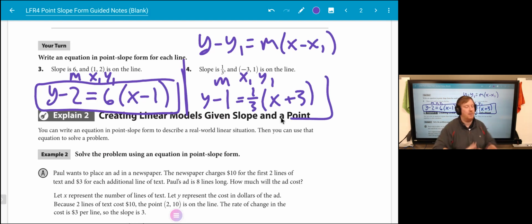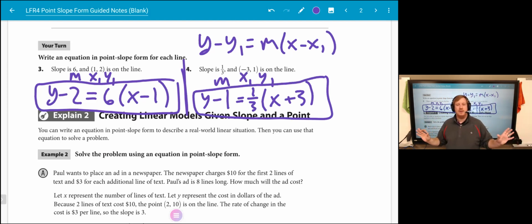Don't do any more. Just don't. That's it. That is point slope form. That is an acceptable way to write an equation of a line if they're asking for point slope form. I know, right? Okay, let's look at some examples with models.